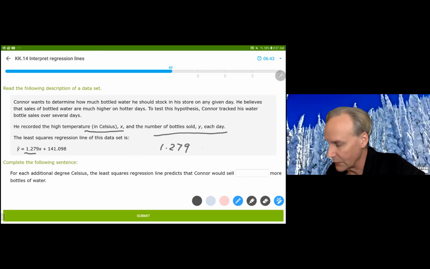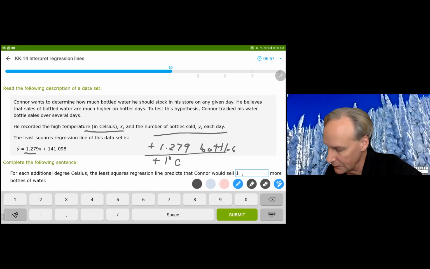1.279 is the number of bottles sold. And this would be additional bottles sold for each 1 degree of temperature Celsius. So for each 1 degree of temperature, we expect to sell 1.279 bottles more of water.